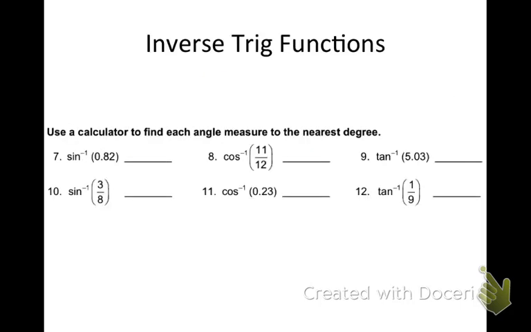Next 6, using your calculator, find each angle measure to the nearest degree. Recognize we are using the inverse functions, so make sure you hit the inverse function and find these answers. All right, let's go through these here. Number 7, sine inverse of 0.82 gives me what degrees, Tyler? 55 degrees. Good work, sir. Number 8, cosine inverse of 11 over 12. Keegan gets me what degrees?